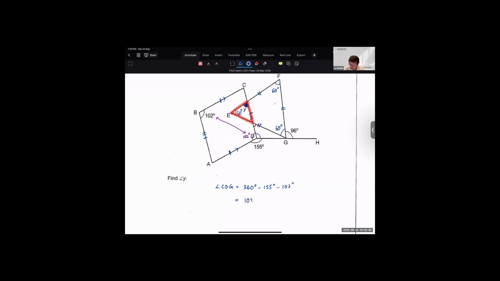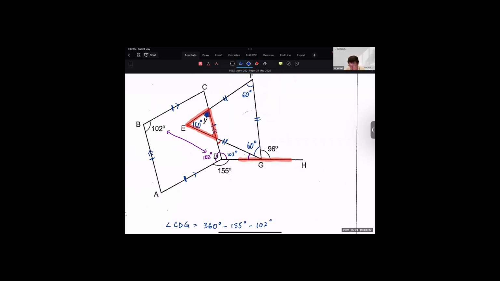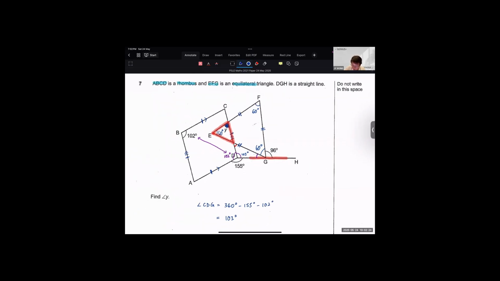Okay, so that will give you 103 degrees. So this will be 103 degrees. You write it into the diagram. Next, they tell you that DGH is a straight line. So you have the 96 degree here. So what's the other angle they can also find? You can find this angle over here. So that is your angle EGD.